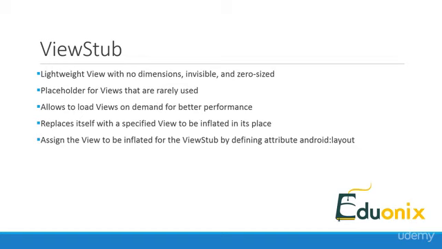An important aspect of developing UI for Android applications is to ensure it has good performance and is as lightweight as possible. That is where the ViewStub view class is very handy. The ViewStub class is an extremely lightweight view that is initialized with no dimensions, is invisible, and is zero-sized. It represents a placeholder for a view that is rarely used, so that that view can be loaded on demand for better performance. When the view the ViewStub is holding the place for is requested, the ViewStub will replace itself with the inflated form of that view.